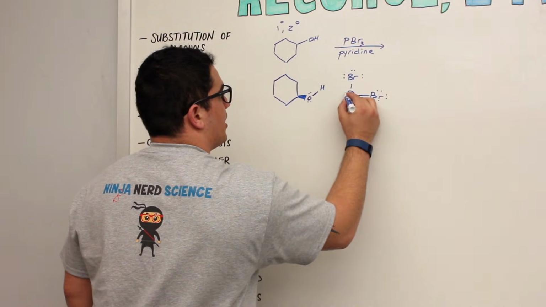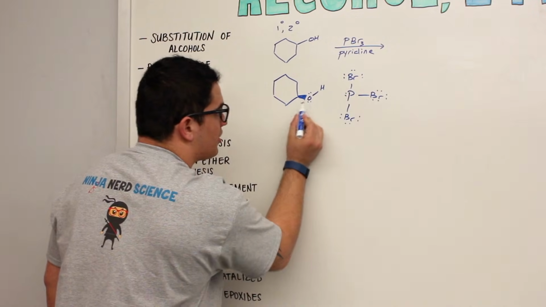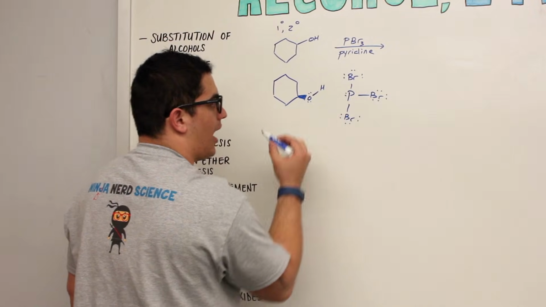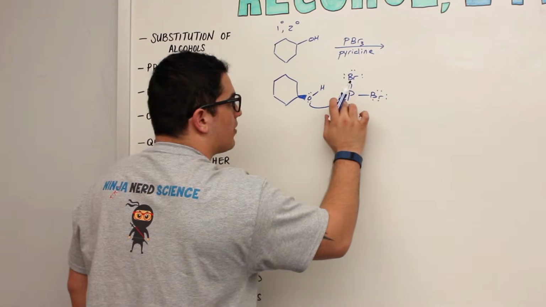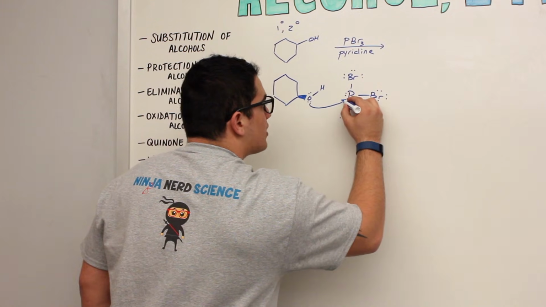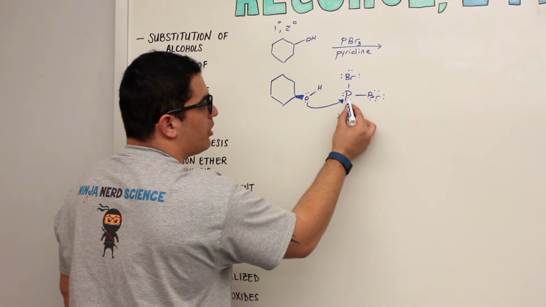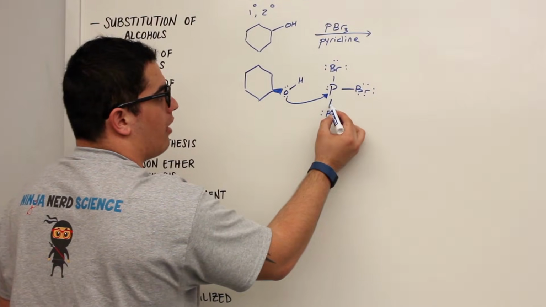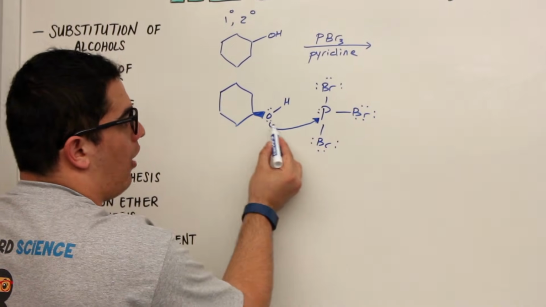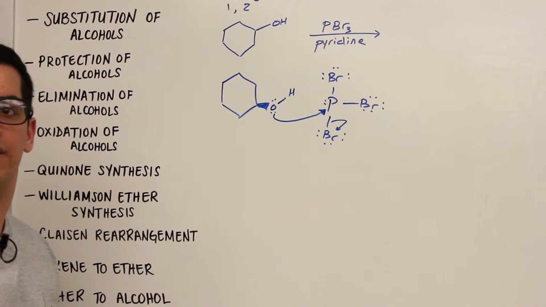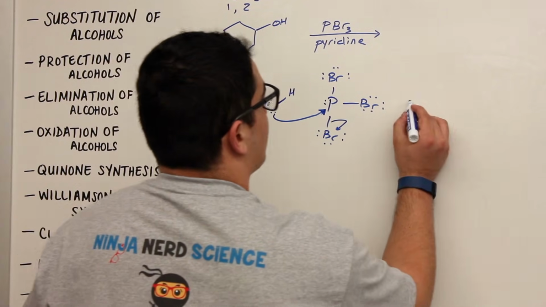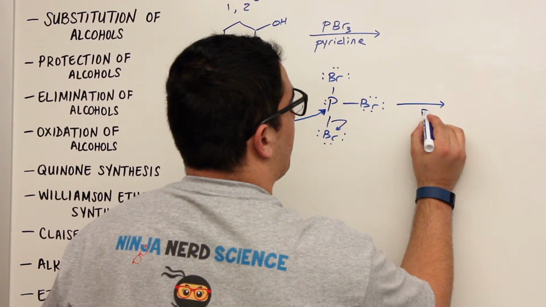Now what happens here? The lone pair of electrons on the oxygen are going to love to attack that phosphorus. So it comes in and attacks the phosphorus, and when it does, one of the bonds between the phosphorus and a bromine breaks. Phosphorus is like, hey bromine, the alcohol's coming to bind, I don't want you anymore, you leave. So bromine leaves. That's the first step of the mechanism.